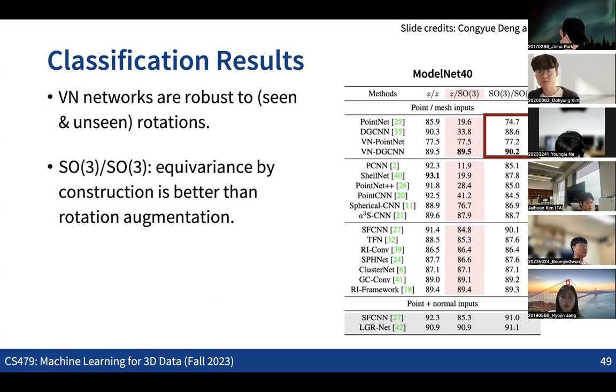Now you can see that PointNet and also DGCNN give some kind of high accuracy. But compared to that, when you apply the vector neurons, we can achieve even higher accuracy with more efficient training. So that's also the output that we can see.